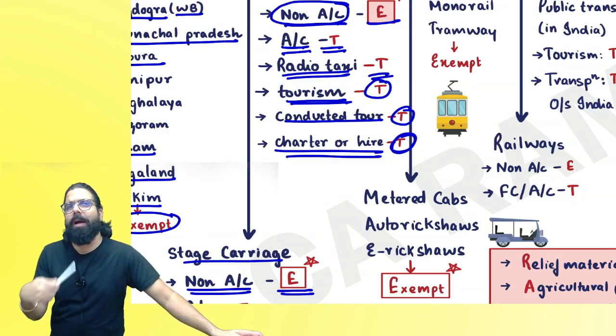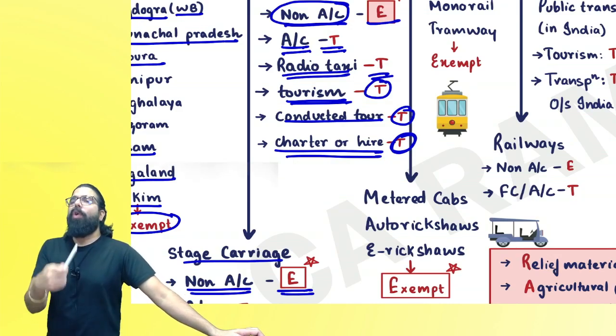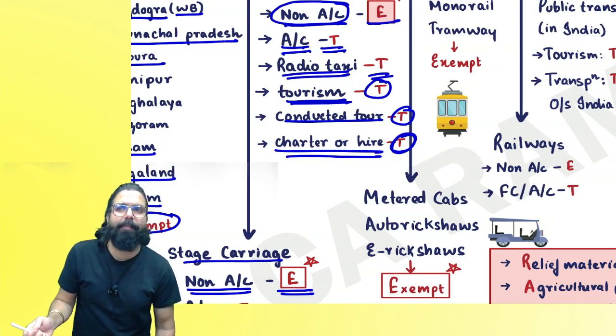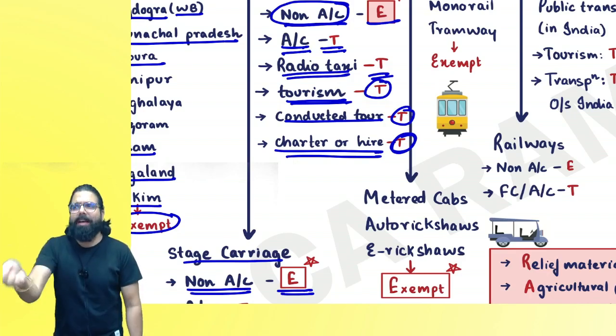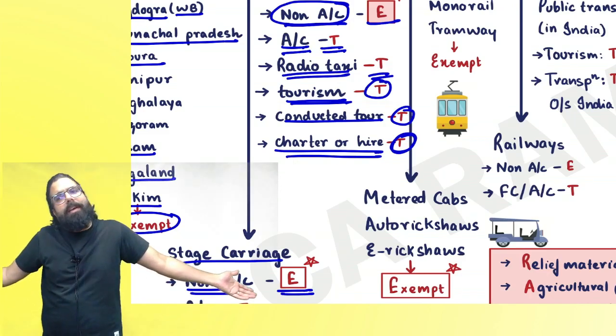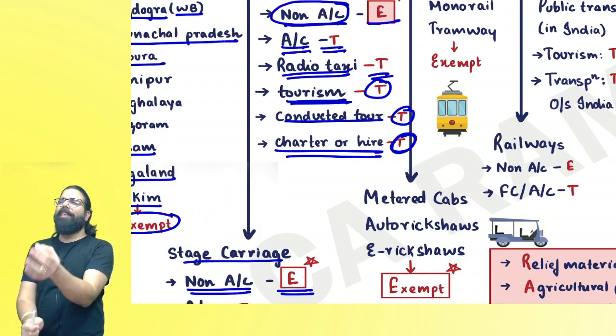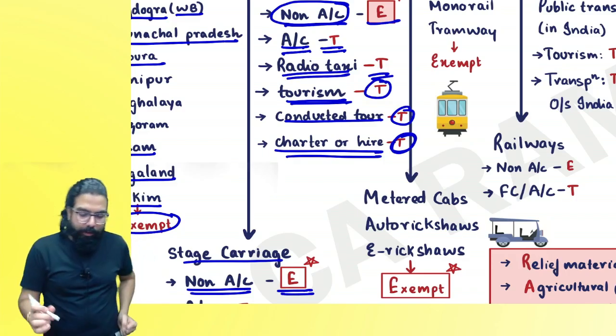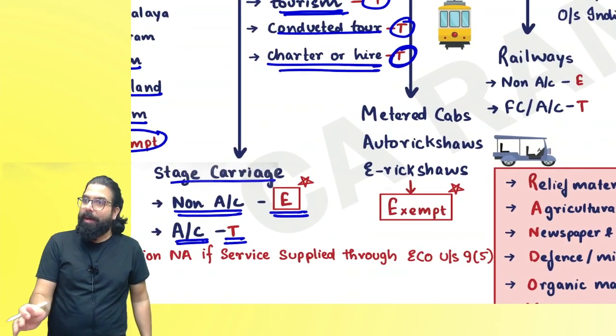Tell me one thing. When the company has taken a contract carriage, is it transportation of passenger by contract carriage, which is exempt, or is it taking of contract carriage on hire, where GST will come? It is contract carriage on hire, GST will come. Are we clear, everyone? That circular also I clarified, which you guys already understood, I think. Can we go ahead, everyone? Chalo.